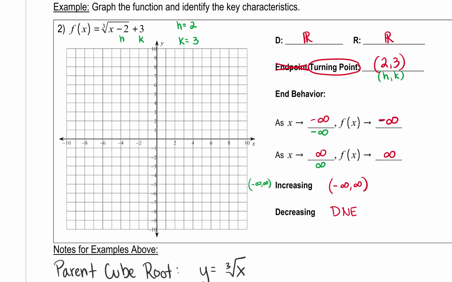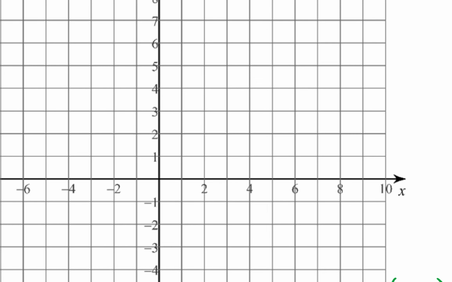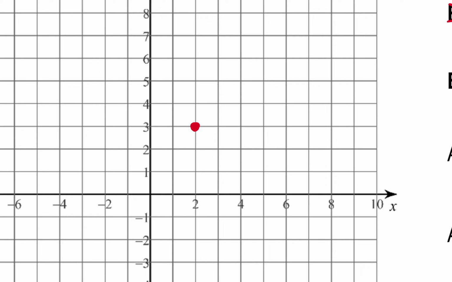So let's go ahead and graph this one, and this one's a little different on the pattern. So turning point 2, 3. I'm going to go there first. So 2, 3. There's my turning point, which is the middle of my graph. Now, the square root, we would go up 1 and then right 1 squared, up 2, right 2 squared. Okay, now because we're doing a cube root, that is to the third, it's kind of the same thing as the square root, but instead of going up 1, right 1 squared, it's up 1, right 1 cubed. So we just change the exponent.